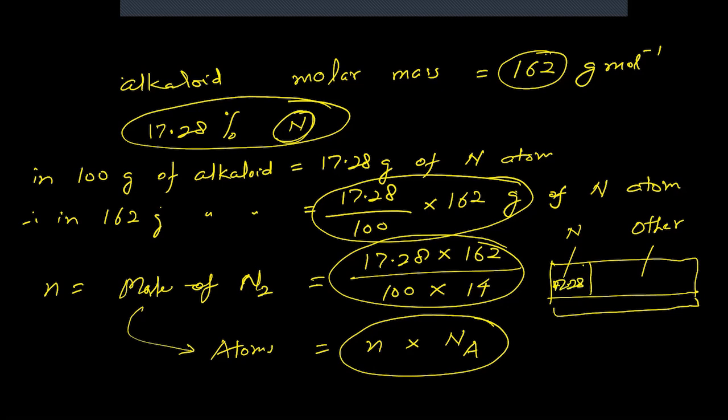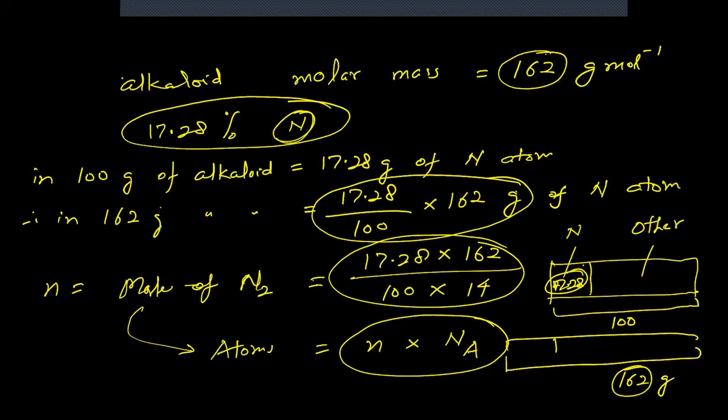But it is not just 17.28. In reality, it is 162 in 1 mole. So in 100, it was 17.28. So in 162, how much it will be? That's something I calculated here. This much. So I got the exact mass of nitrogen in 1 mole.